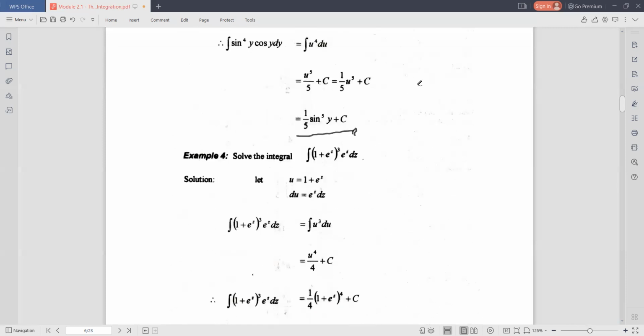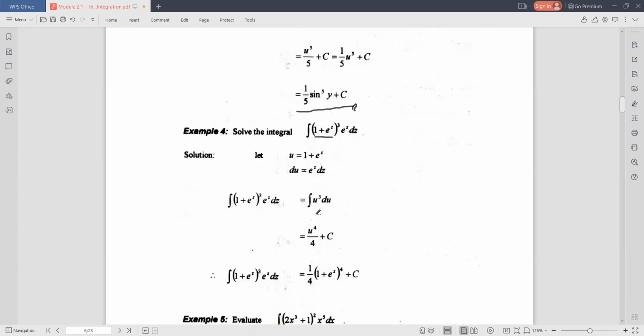So we have here another problem. We have the integral of (1 plus e^z) cubed times e^z dz. We let this function be our u. Then if we differentiate it, that is e^z dz. Then we have our new form, the integral of u cubed du.